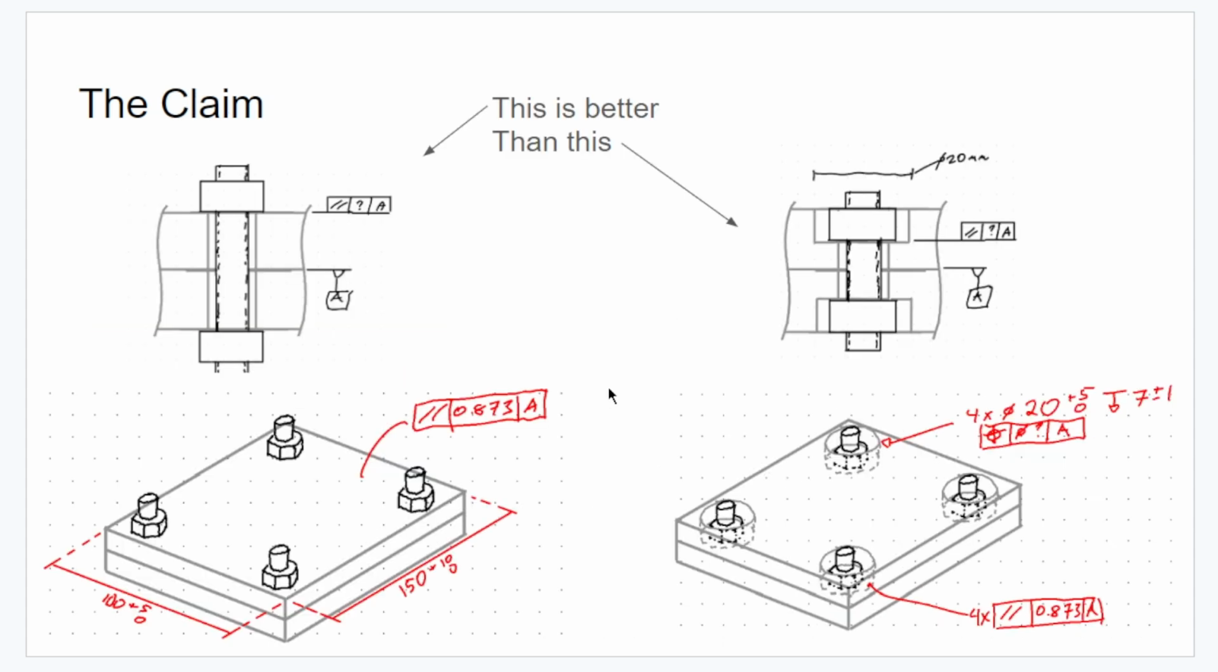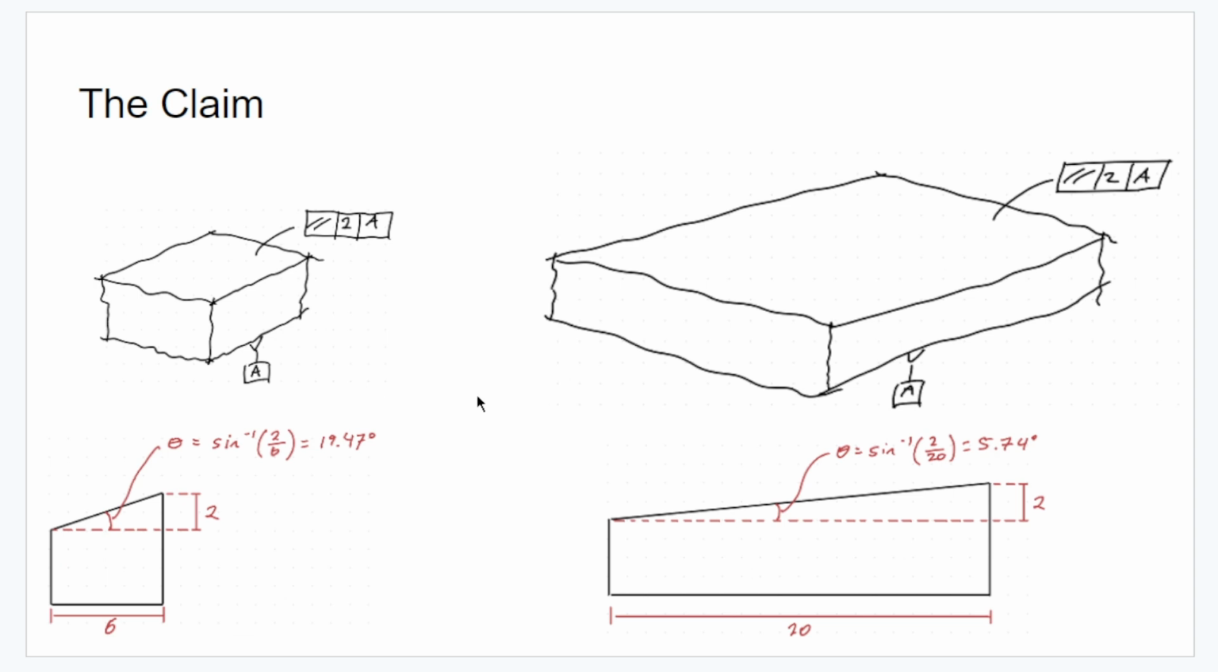And the claim that I made in that video is that having an entire surface that's controlled to, let's say, a parallelism, this is the number we came up with in the last video, and you can go look at how we came up with that, but the parallelism of 0.873 to datum A across the entire plate is different and better than if we had that same tolerance applied to, let's say, some counterbores in the plate. And the reason for that is just some simple trig, and this is not the example we went over, but this is just a simple way to represent it.